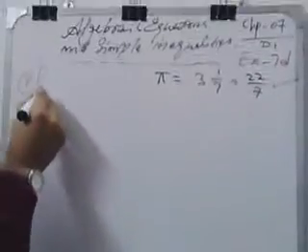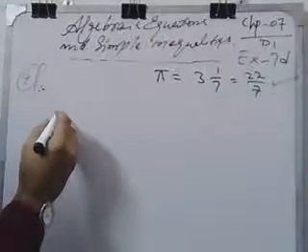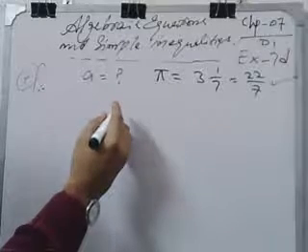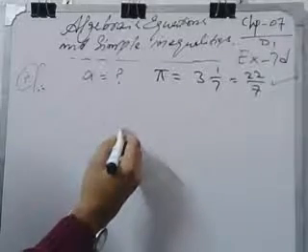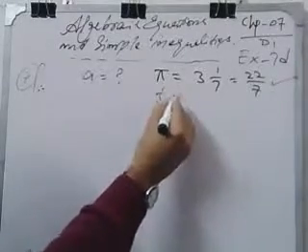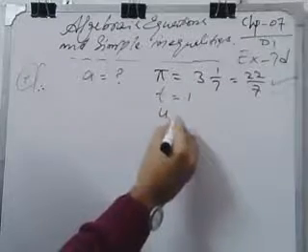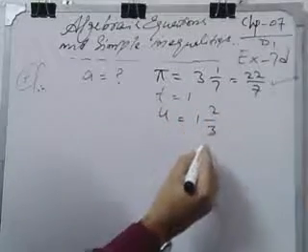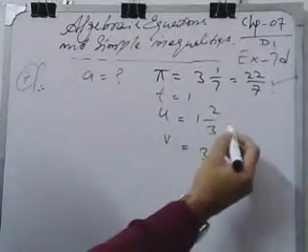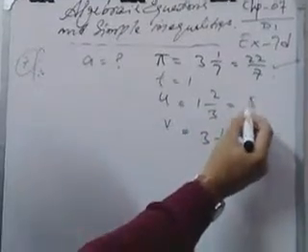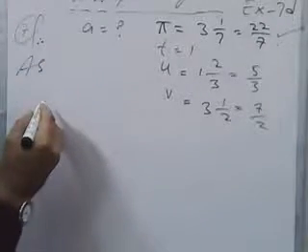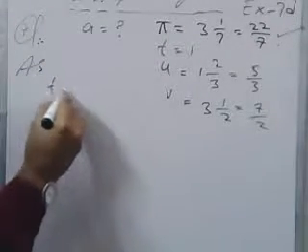Now coming to question number 7. Find a. Once again you have been asked to find the value of a, where the value of t is equal to 1, the value of u is 1 whole 2 by 3, and the value of v is 3 whole 1 by 2. You have to remove the whole number. 3 ones are 3 and 5 by 3. It will give you 7 by 2.